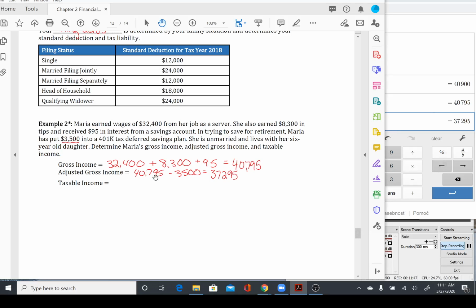Now we're going to figure out Maria's taxable income. To determine her taxable income, we'll take the adjusted gross income and take the standard deduction, which is what she's decided to do. So we'll take the $37,295, and because Maria is unmarried and has a dependent, her 6-year-old daughter, she qualifies as the head of household.